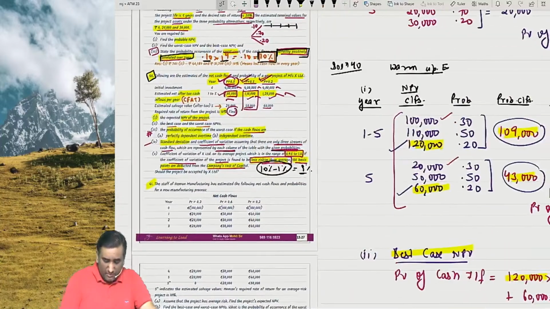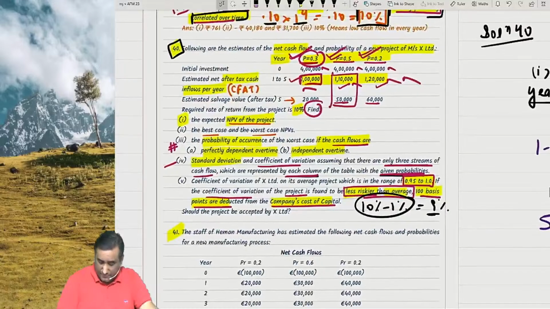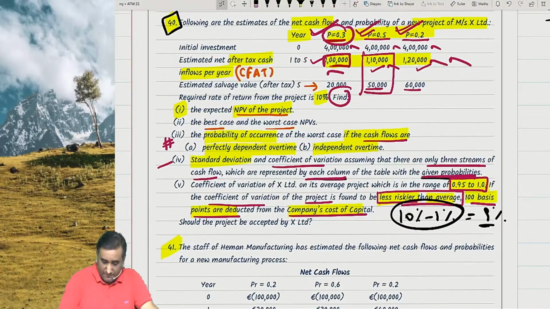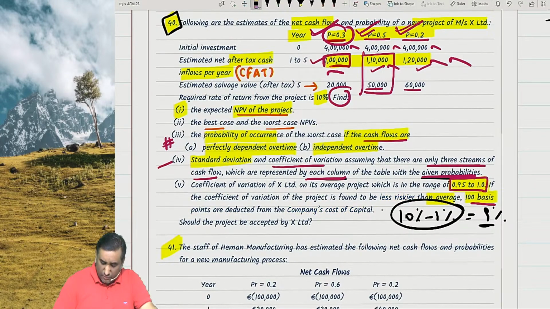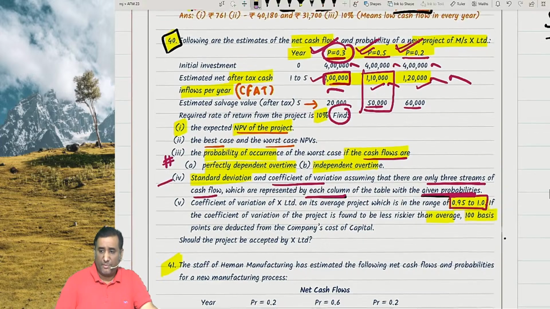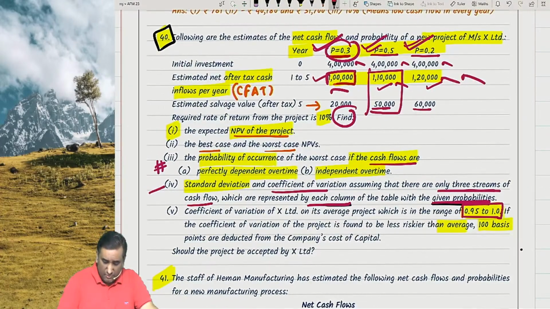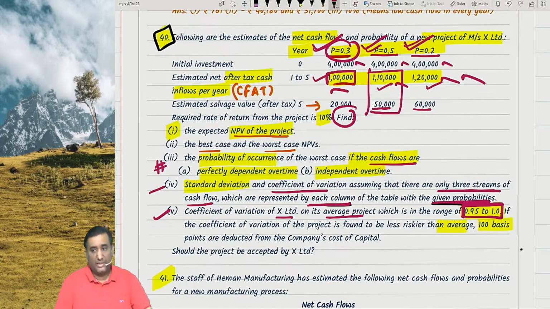This could be an interesting point in small case studies. This question would be there in your study material also. I am not able to recollect which question this is, so when you go back, no need to worry, you can find it in the study material, or maybe RTP. Fifth part: coefficient of variation of X Limited on its average project is in the range of 0.95:1. Generally it remains in 0.95:1.